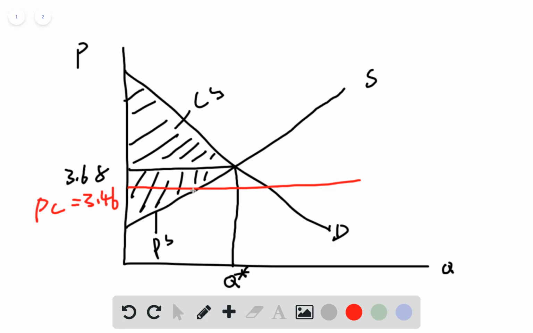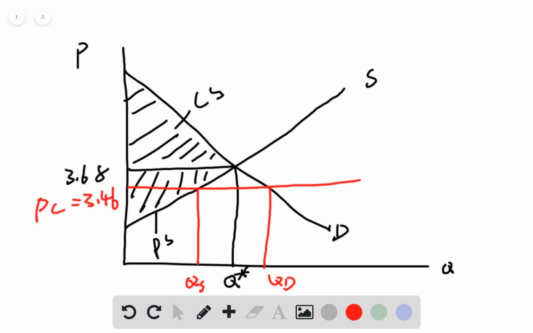Okay, so if that's the case, the quantity demanded in the market is, let's say this is quantity demanded, and this is quantity supplied. So the quantity demanded in the market is higher than quantity supplied, right? Consumers are more likely to buy goods when the price is lower, but producers are less likely to supply goods when the price is lower.